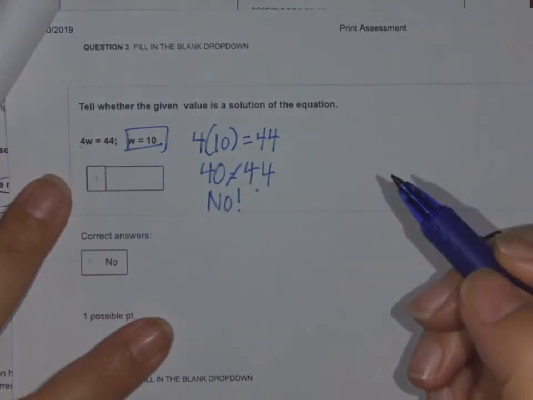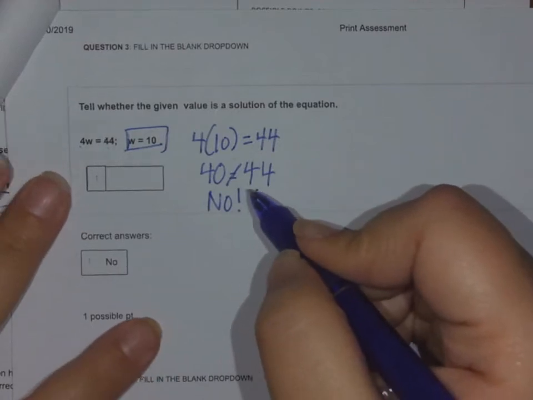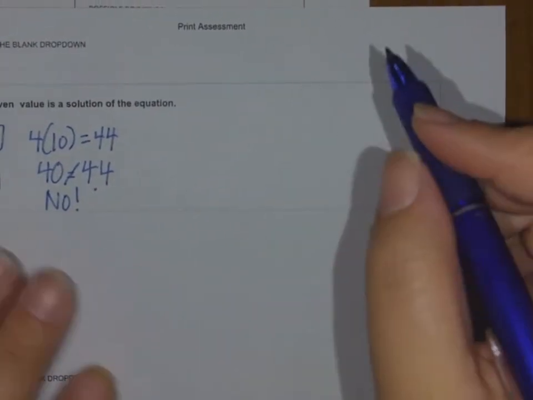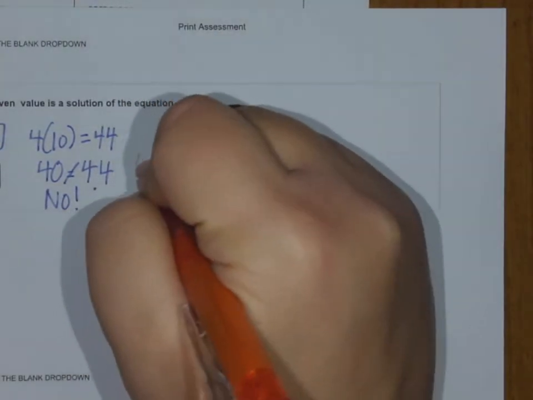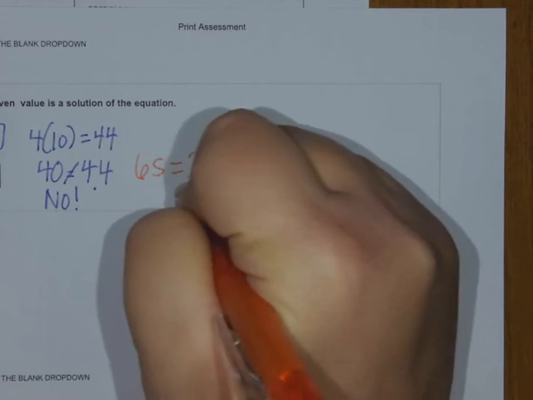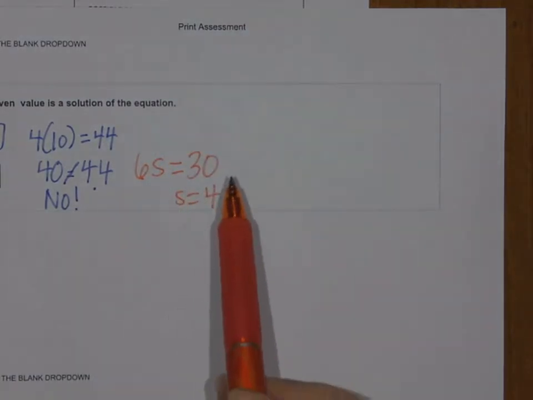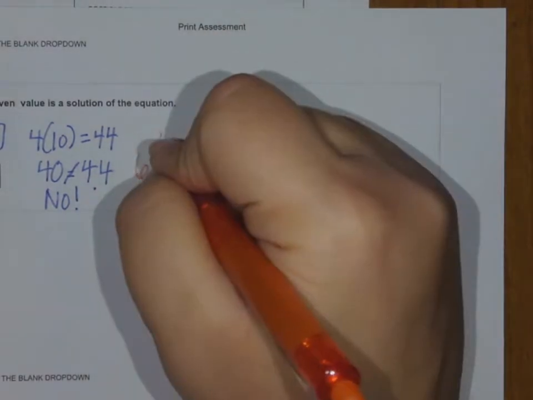Okay? So if you missed number 3, then I would like you to tell whether this is a solution of the equation. So we have 6s equals 30, and tell me if s equals 4 is a solution to this equation. So this is your new problem.